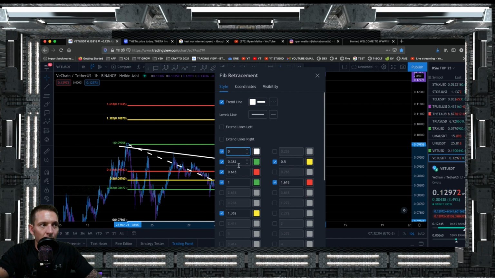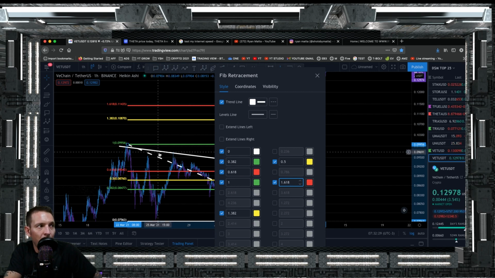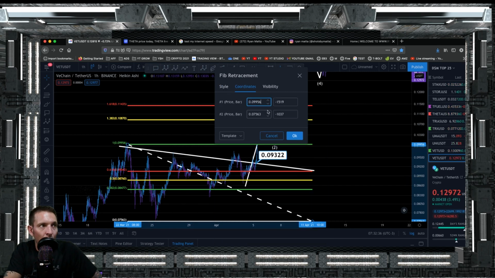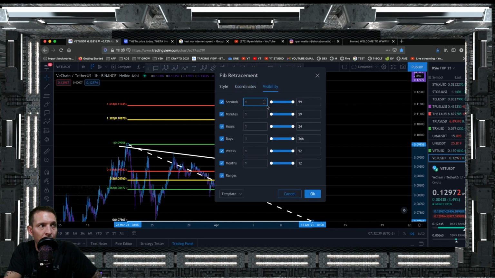We have the 0, 0.382, 0.618, 1, 1.382, and the 1.382 might be different, so it might be 2.67, whatever. You might need to manually input one of these, and I think that's it. So if it's not in there already, just manually type it in yourself, 0.618 and 0.5. Now, my trend line, I always leave white, that way I can see that white trend line coming through. Coordinates don't matter. Visibility, really simple. None of these I have to change or customize.